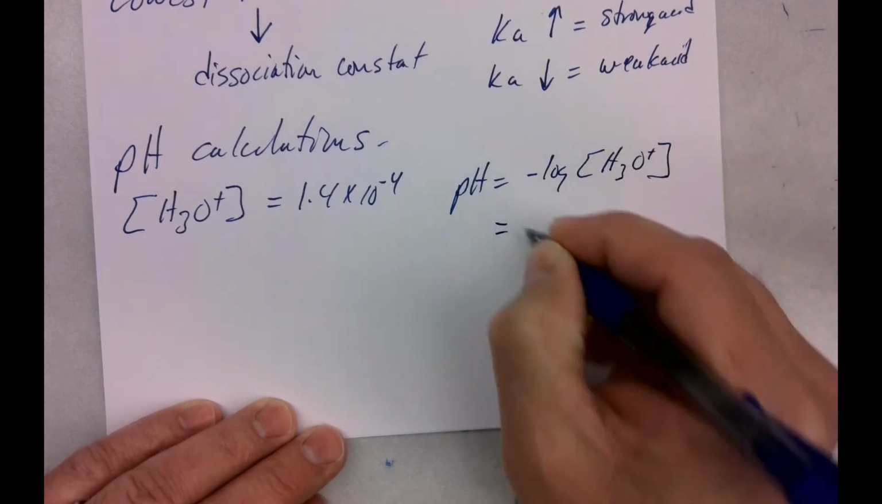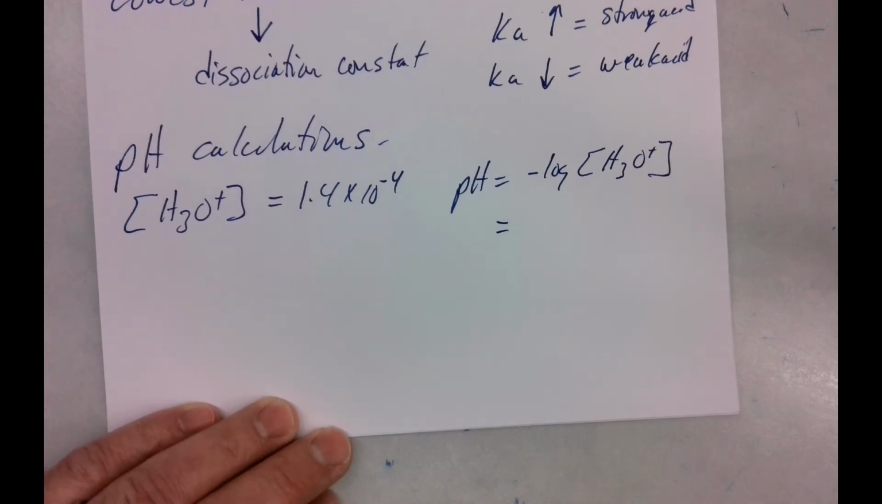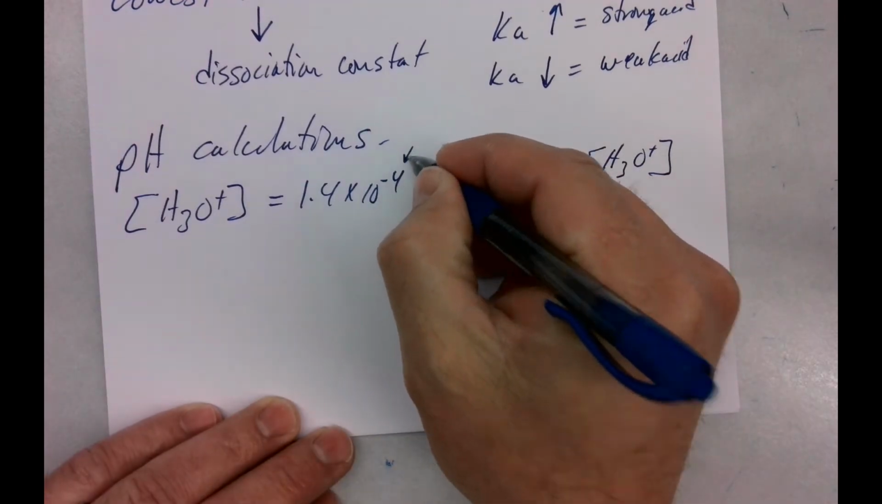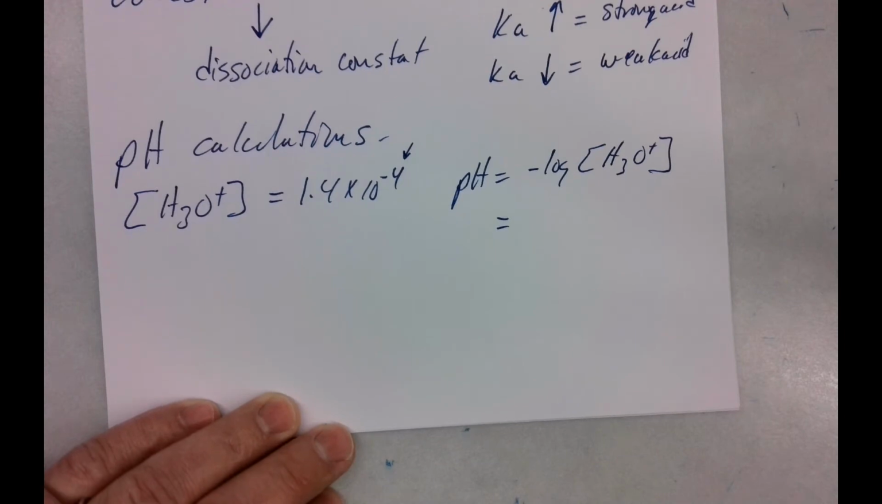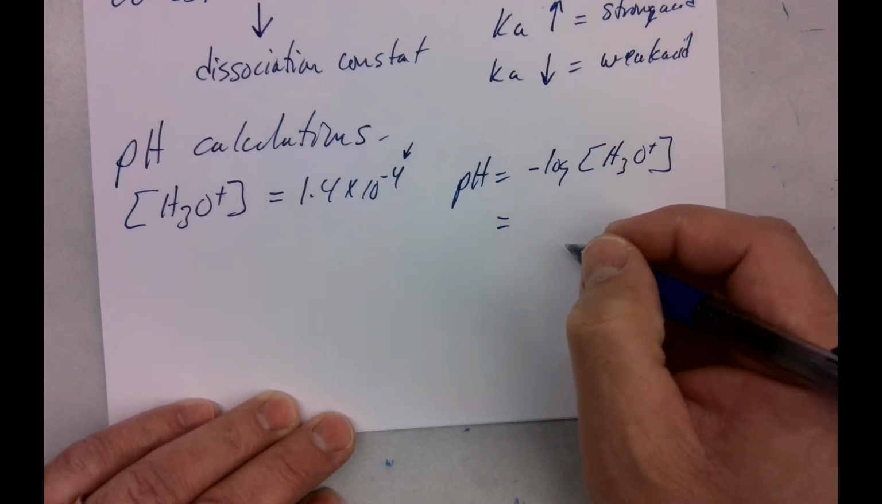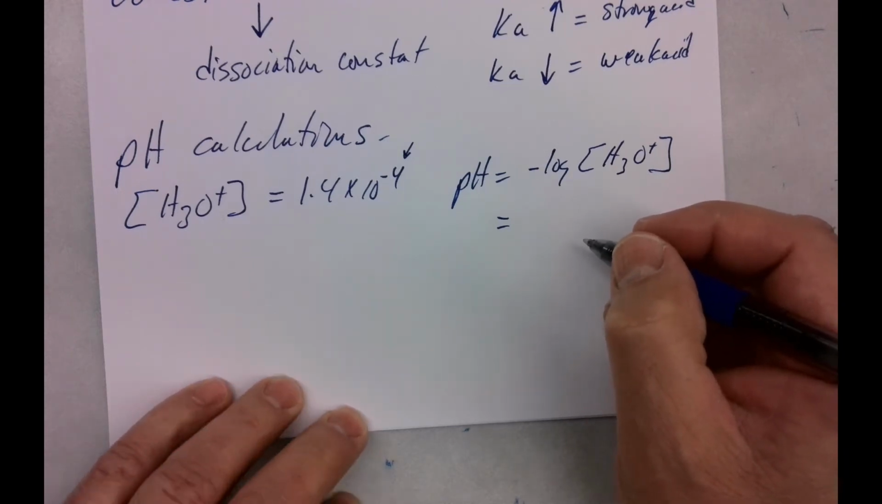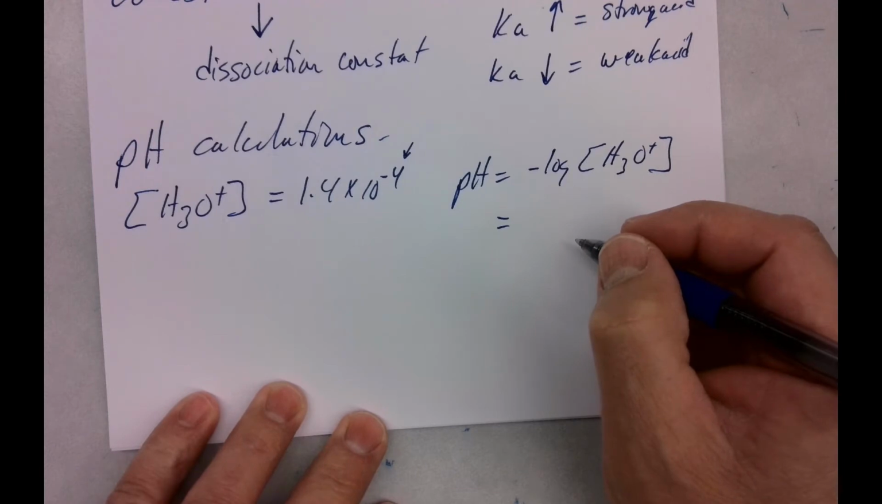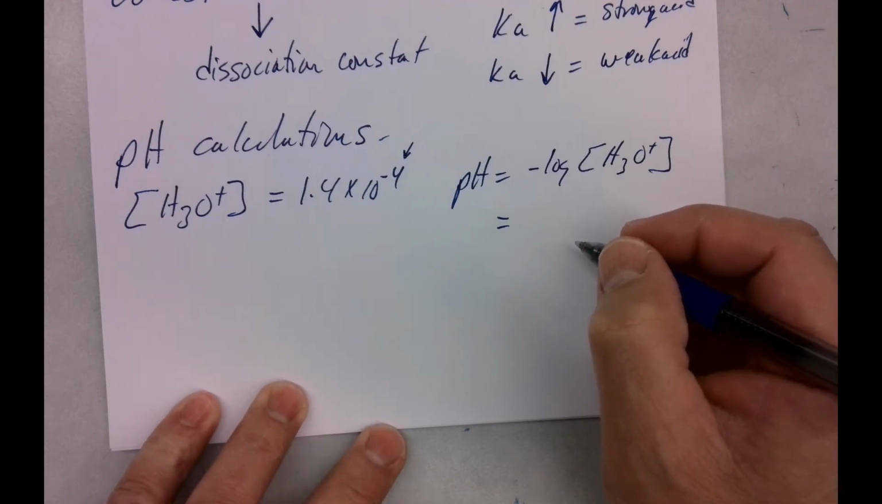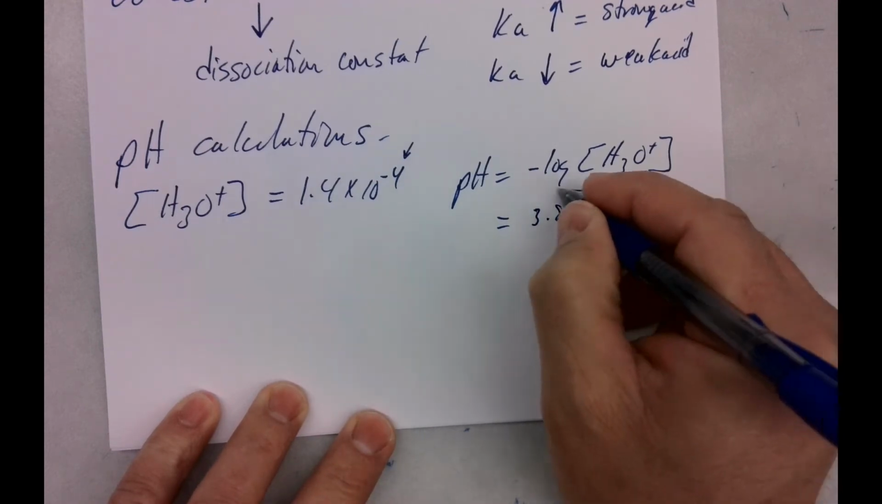But what do I know it's going to be really close to, without doing any math? It's going to be close to 4. You guys remember me teaching that now? So I do the math, and what do I get? 3.85.